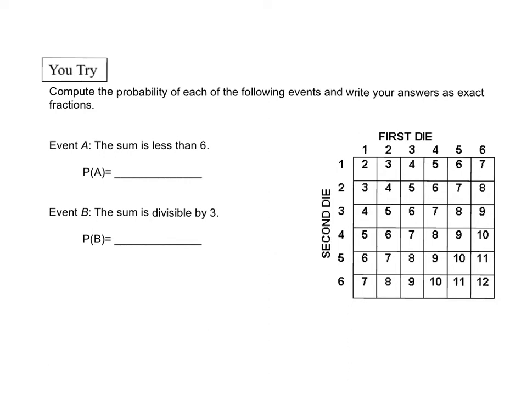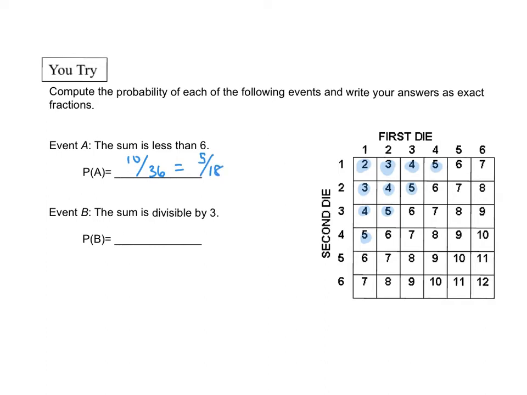All right. So here, the sum is less than 6. It's 2, 3, 4, and 5. Because it's less than 6, not equal to 6. Count all the blues. I think there's 10. 1, 2, 3, 4, 5, 6, 7, 8, 9, 10. So there are 10 out of 36, which reduces to 5 out of 18.